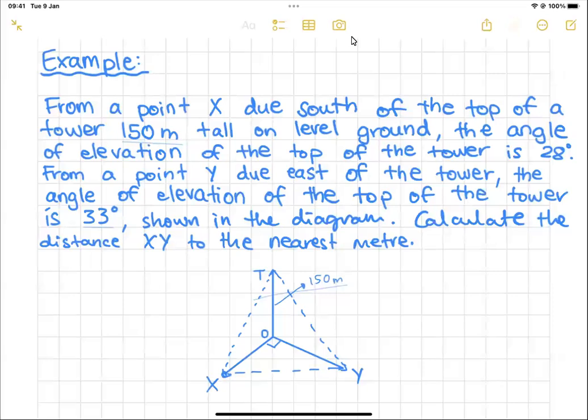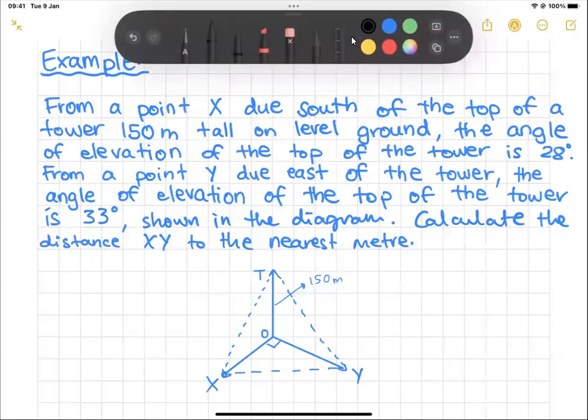What we're going to do is get into the habit of highlighting and underlining the important information. So we know that point X needs to be south of the top of the tower. From the top of the tower, it must be south of it. And the tower is 150 meters tall. And then the angle of elevation, which I'm going to highlight in a different color right here, is 28 degrees.